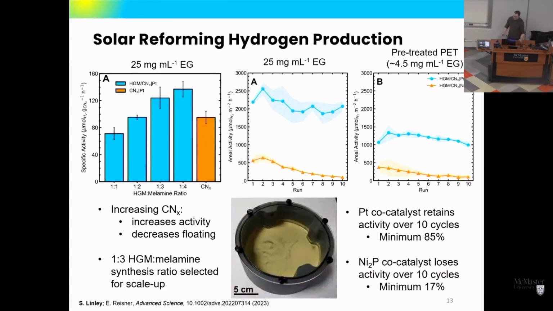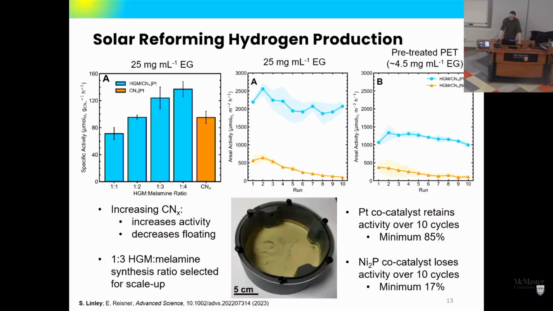Okay, and then we applied these carbon nitride composites for the solar reforming process. And so we found that as we increase the content of carbon nitride, we also increase the production rate of our hydrogen gas doing this photoreforming reaction. And we found that by using different types of co-catalysts, either platinum, shown in blue here, or nickel phosphide, shown in orange, we can achieve hydrogen production at varying efficiencies over multiple cycles.